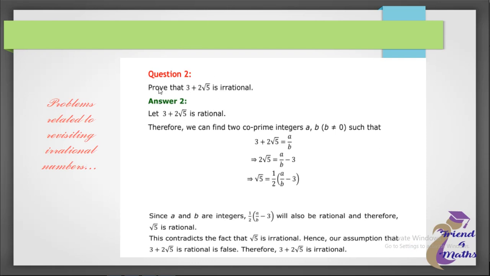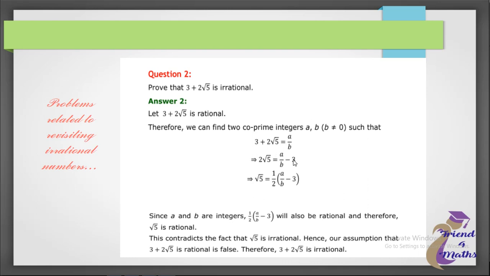Next question is, prove that 3 plus 2 root 5 is an irrational number. In the same way, first we are assuming that 3 plus 2 root 5 is a rational number. If it is a rational number, we can write it as some r by s, and we are cancelling the common factor of both r and s, and we are getting some a by b, where a and b are now co-prime. Now we have 3 plus 2 root 5 equal to a by b.